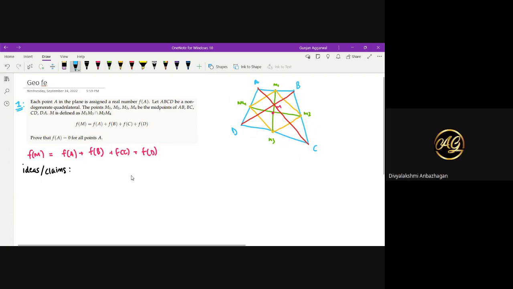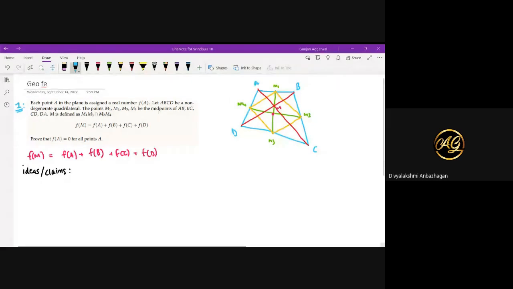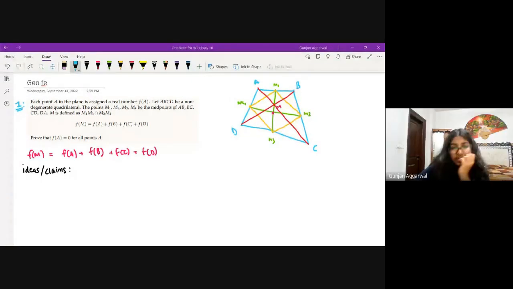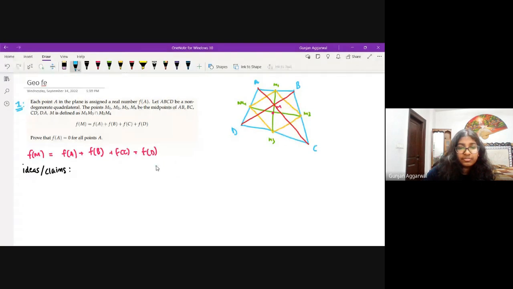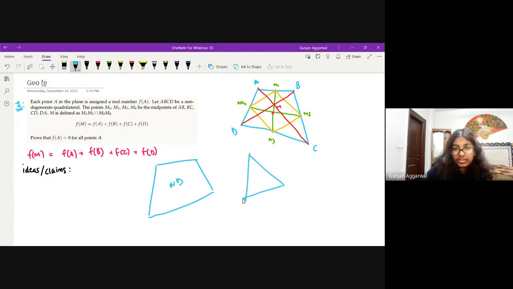Can you please repeat the definition of the non-degenerate quadrilateral? It is a quadrilateral with, I guess, positive area. Okay, not really positive, but it should have four proper sides. Like this is a non-degenerate quadrilateral, but this quadrilateral is a degenerate one, and even this is degenerate. Is that fine?